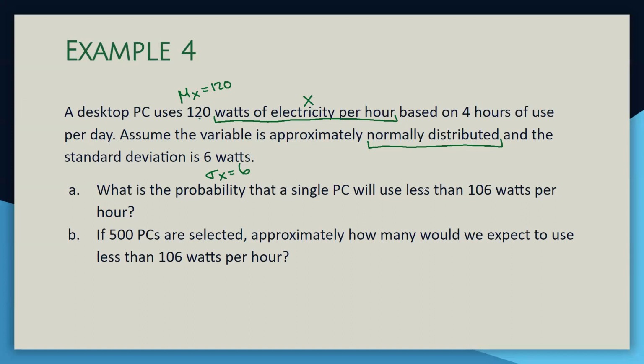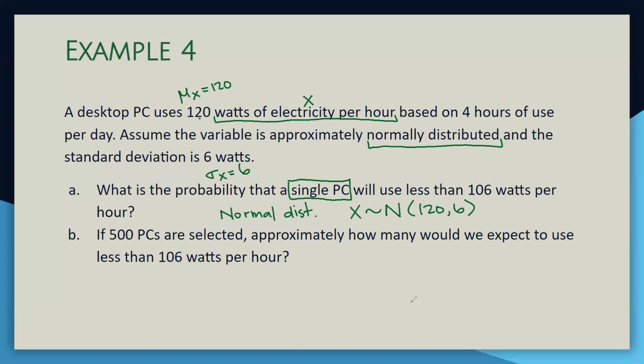And when we go down to A, it says, what is the probability that a single PC will use less than 106 watts? So all of that tells me this is just regular old normal distribution. I don't need to use the central limit theorem because I'm just looking at raw data. So we know that our random variable X, watts of electricity per hour for a desktop PC, is normally distributed with a mean of 120 and a standard deviation of 6.